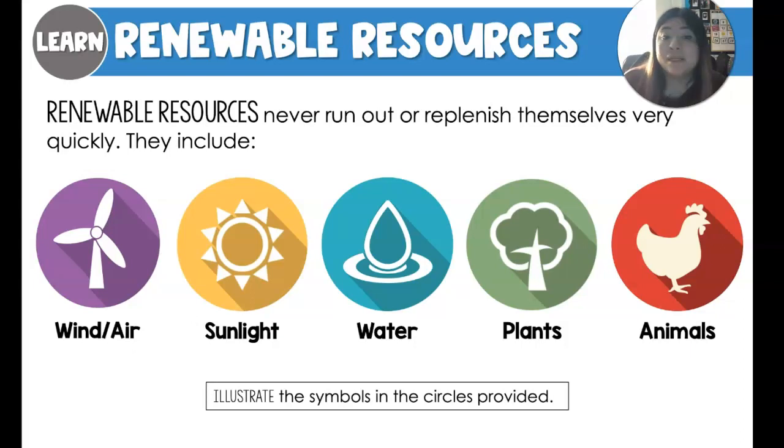They make animal babies. So we never run out of animals. Plants, they have seeds. So because of the seeds, we don't run out of plants. Water, we have the ocean, we have lakes. It rains. The rain helps the lakes resurface. Sunlight, of course, we can't run out of sunlight because the sun's going to be there forever. And wind and air, we can't run out of those. So they're going to move.